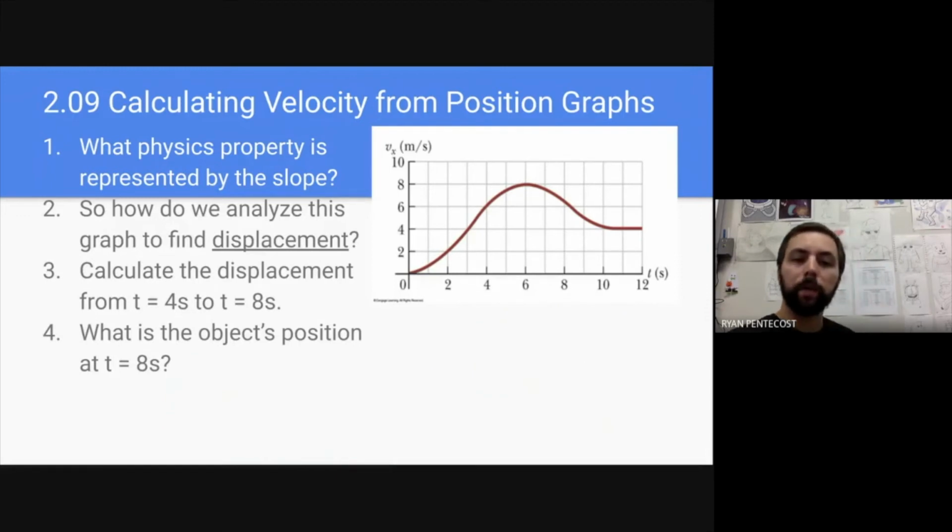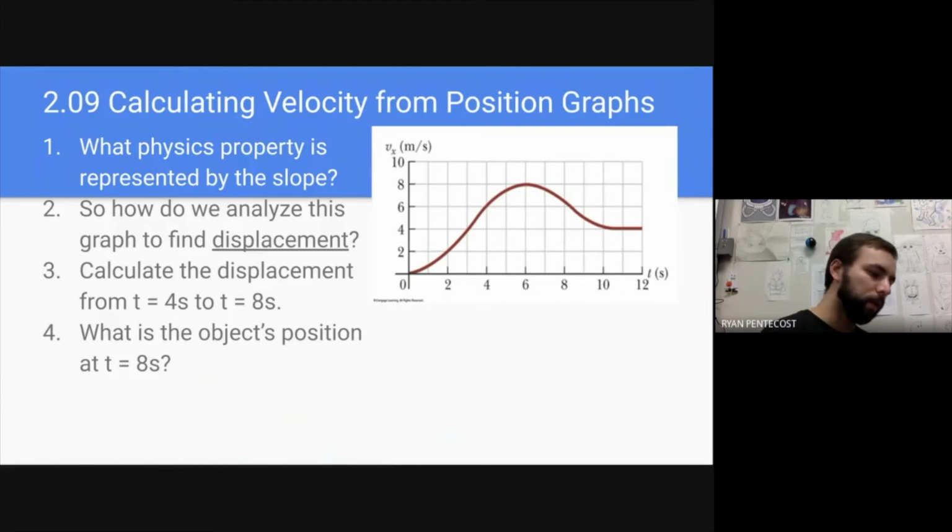Next, what is the object's position at t equals 8 seconds? So how would we find that out? Well, first we have the displacement from 4 to 8 seconds. We know it traveled 28 meters in that time. Now we need to know how far did it travel in the first 4 seconds, from 0 to 4. Well, we can't estimate that using a square, so we will estimate that using a triangle.